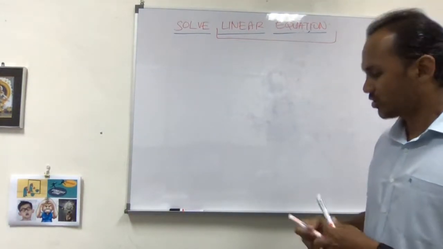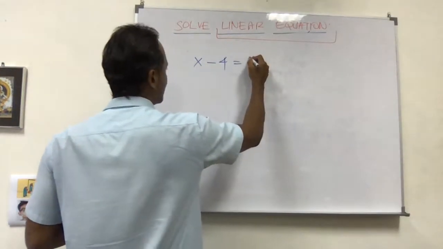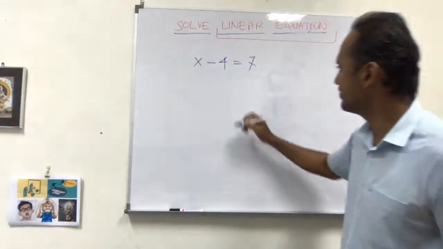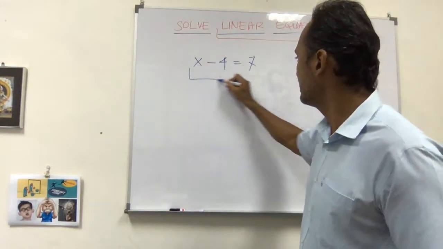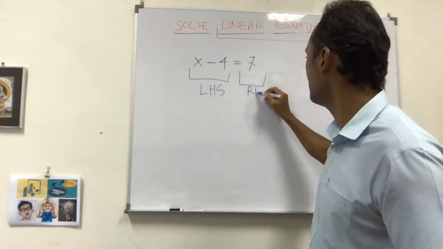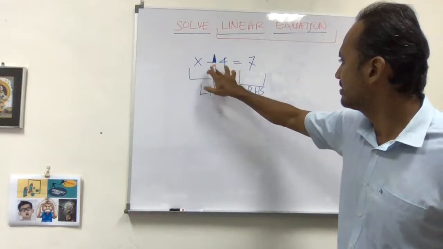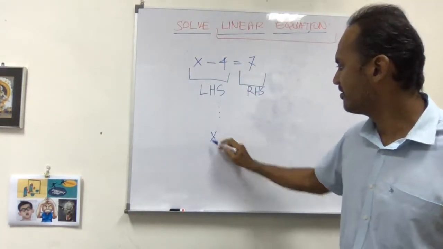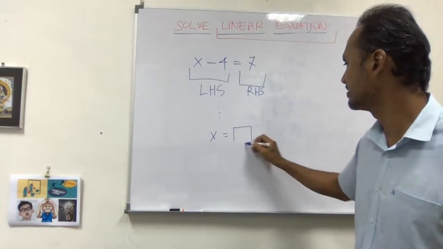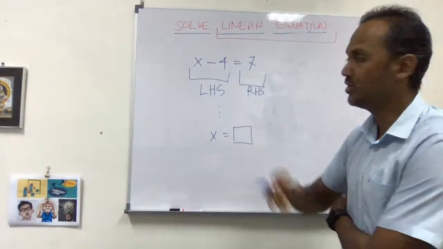Solving a linear equation. Let's write a linear equation: x minus 4 equals, let's say, 7. Solving a linear equation simply means we will do something. This is the left hand side, and this is the right hand side, in short RHS. What we will do is transfer or simplify in such a way that finally we have only x on the left hand side, and we have some numbers on the right hand side. So we can guess from here what x can be which will satisfy this equation.